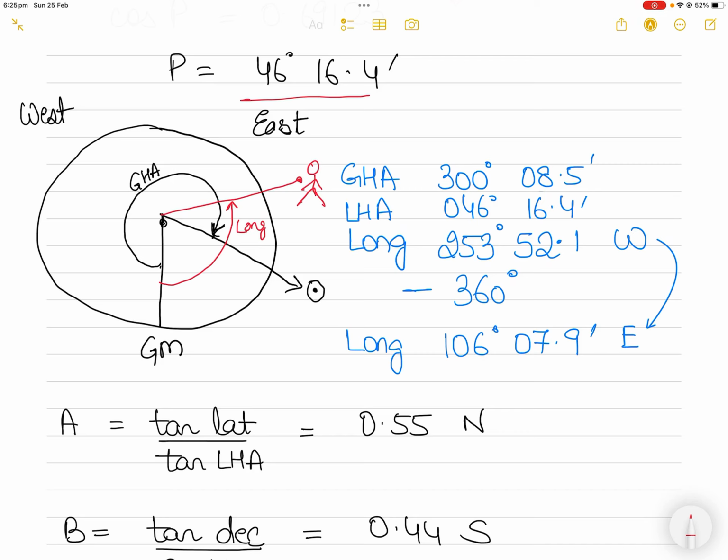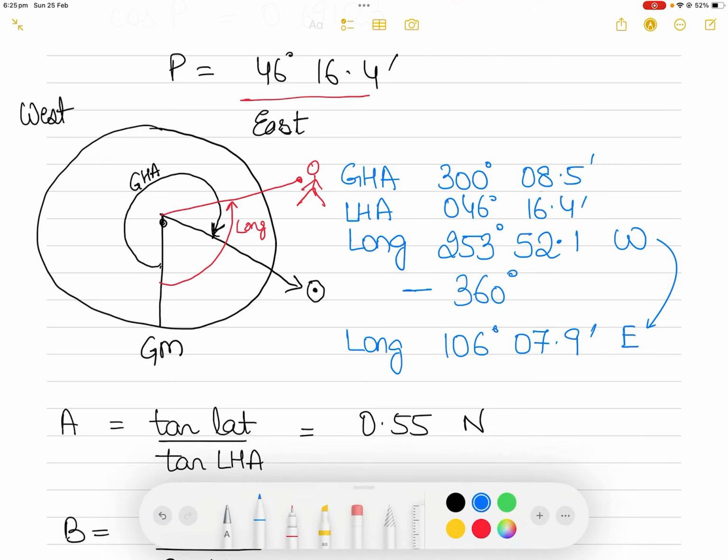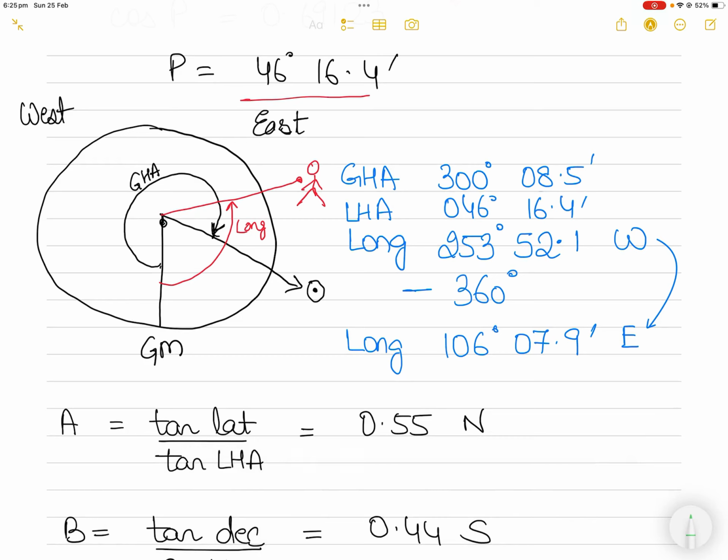Now, what is your LHA? LHA is nothing but measured westward from your meridian, the observer's meridian, to the meridian of the celestial body. This is your LHA. Now here, if you measure it out, you can imagine if GHA is 300 degrees and longitude is 106 degrees 14 minutes something, the LHA, this angle here, should be about 46 degrees.